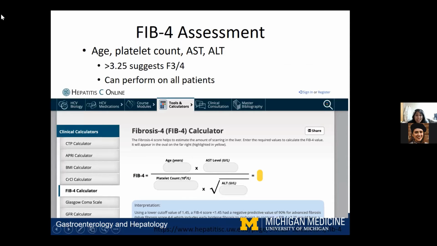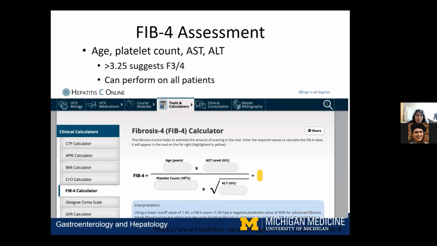So what is a FIB4 assessment that I just mentioned we can all do in our practices? This is a calculation that includes 4 variables: age, your platelet count, the AST, and the ALT. And I never memorized this formula. There are so many nice online calculators that you can access. This one's at the University of Washington Hepatitis C website.